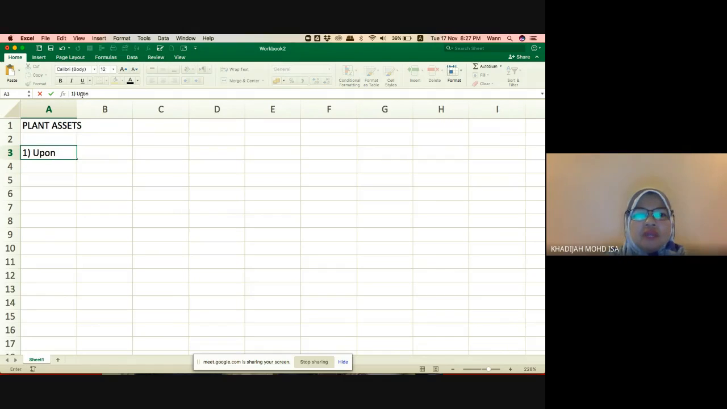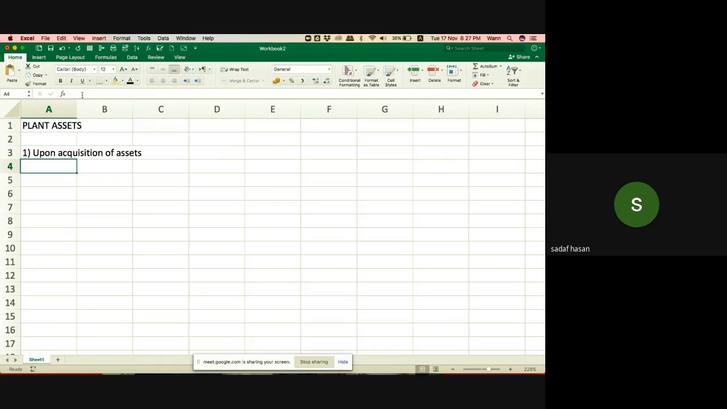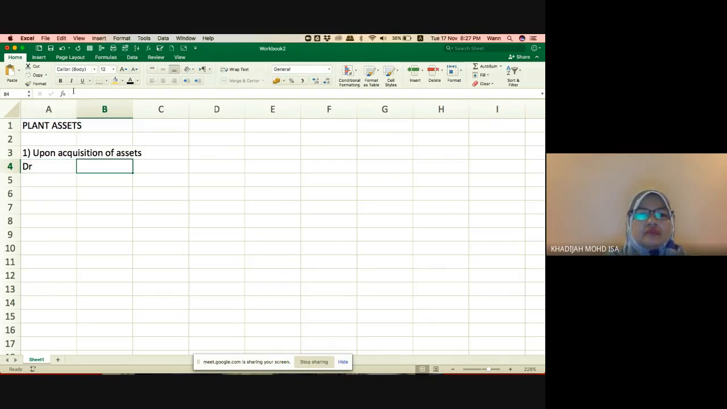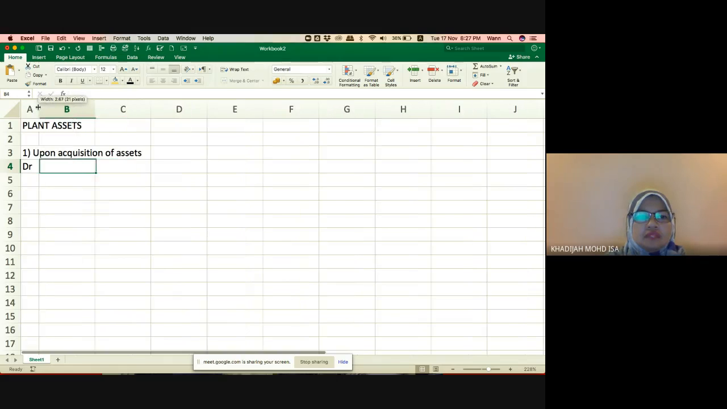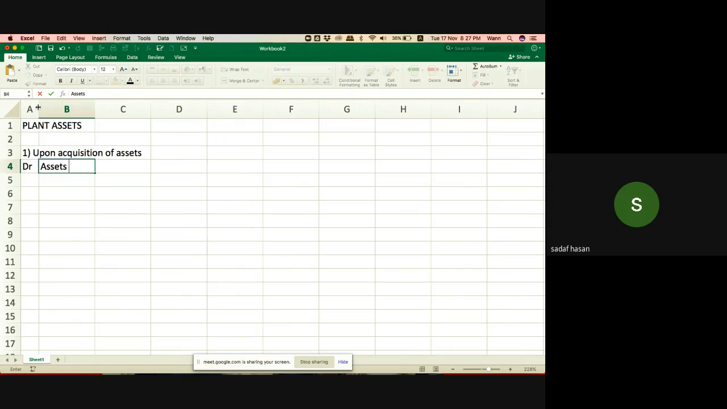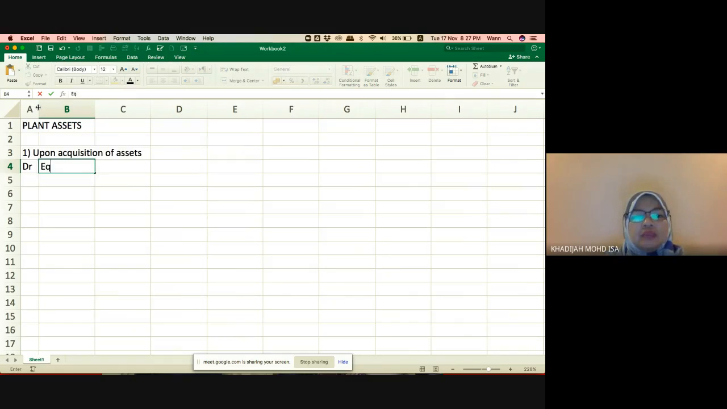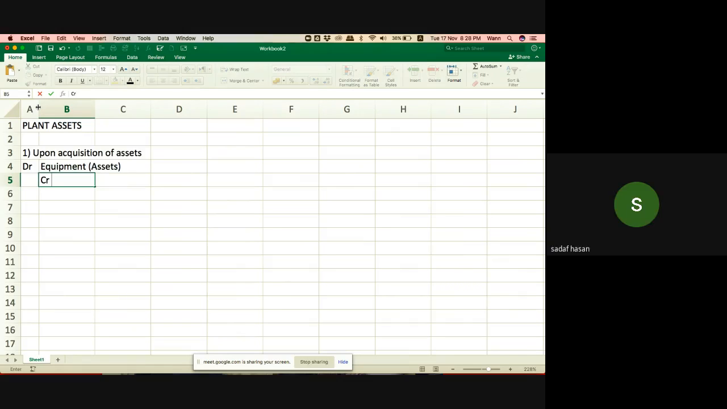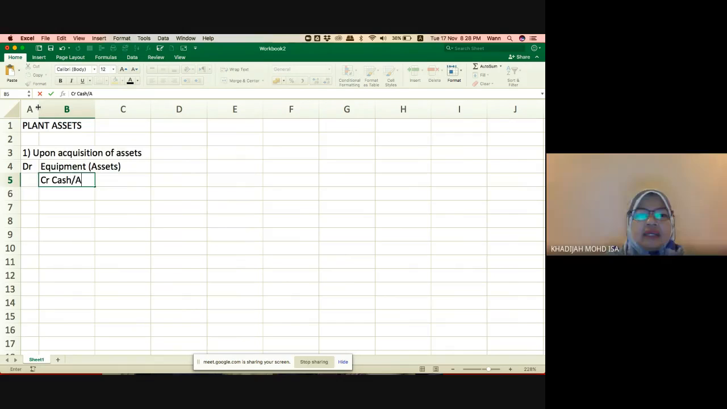Number one is that upon acquisition of assets. Are you seeing this now? Debit. What are you going to debit? Debit your asset account. Or let's say it's an equipment. So this one is your asset. And then credit your cash or accounts payable.